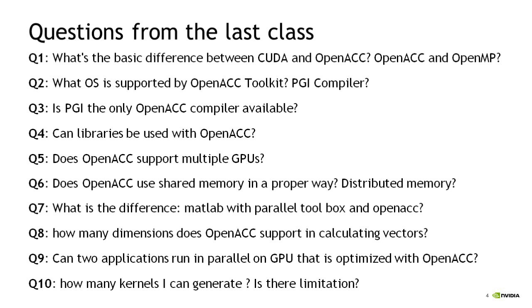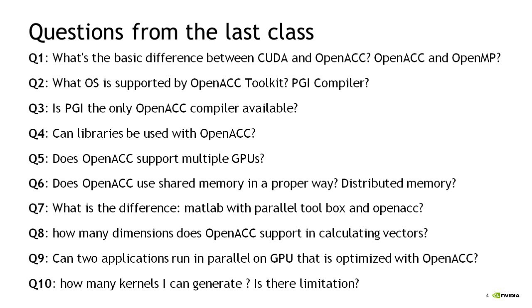All right, so let's go on to question 2. What OS is supported by the OpenACC Toolkit and the PGI compiler? So the OpenACC Toolkit or the PGI compiler is supported on Windows, Linux, and Macintosh. However, it's only supported on x86 platforms. So it's not supported on ARM Linux.